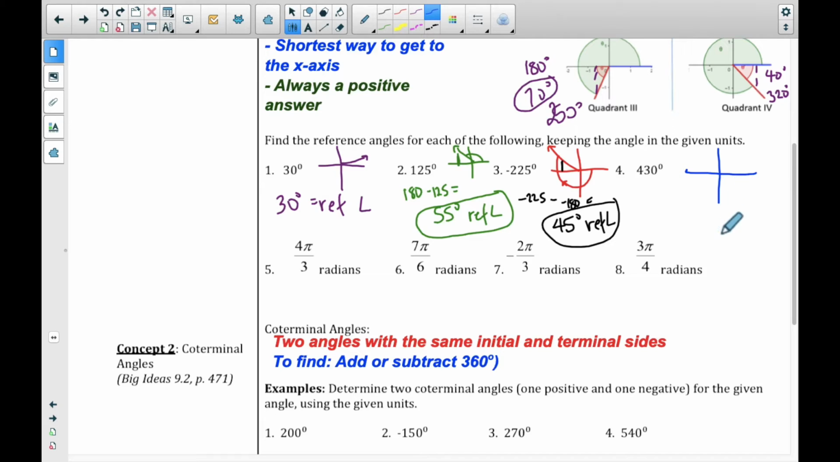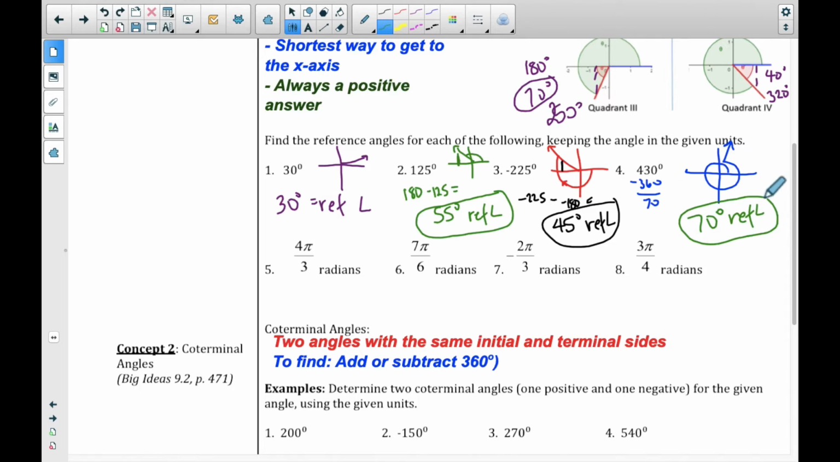All right, how about 430? That is more than 360. How much more? This time it's positive, so I'm going to go in the positive direction, 360 plus 70 more. Now I'm up here. And how far is it to the nearest x-axis? Well, I just did my subtraction a second ago. That's going to be a 70-degree reference angle.